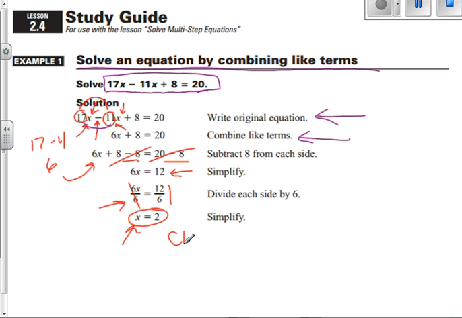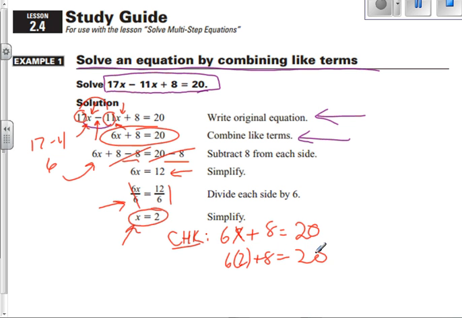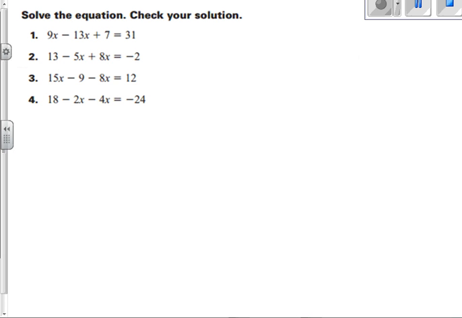Then, shame on them, they did not do their check. So let's do our check real quick. I'm going to start from the combining like terms, which is okay. There's nothing wrong with that. So I have 6x plus 8 is equal to 20. 6 times 2 plus 8 is equal to 20. That's 12 plus 8 is equal to 20, and 12 plus 8 is 20, and 20 is equal to 20, and therefore I know that that is correct. All right, so let's go on to the next one.